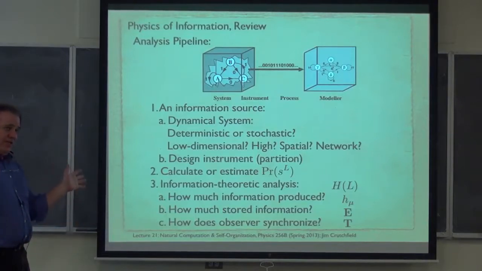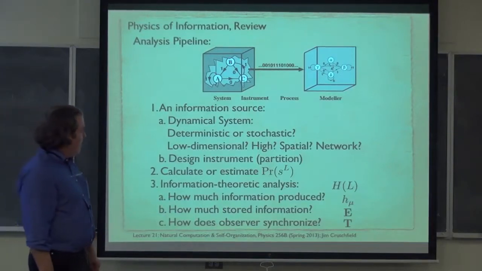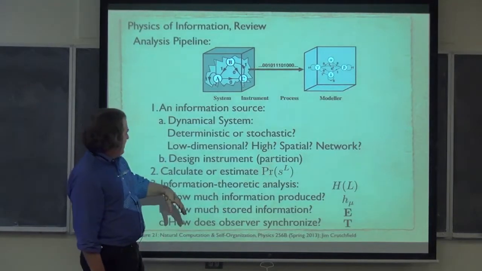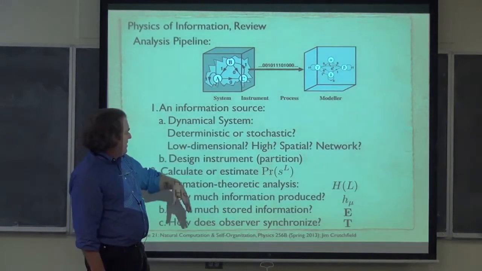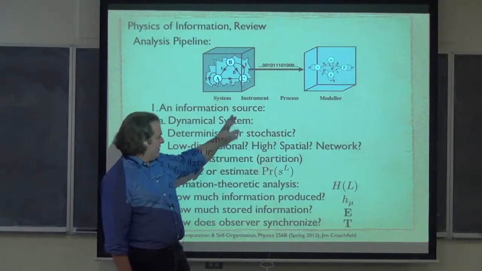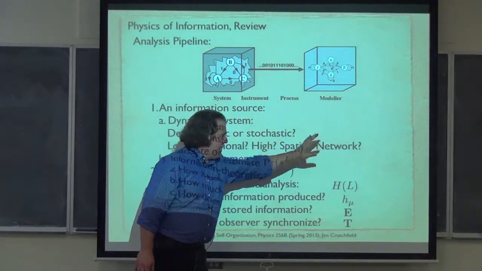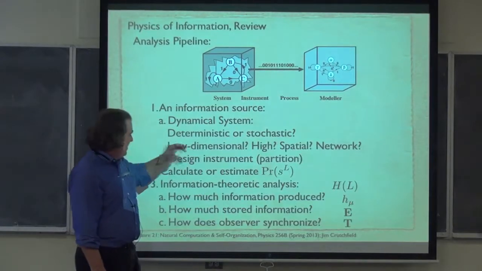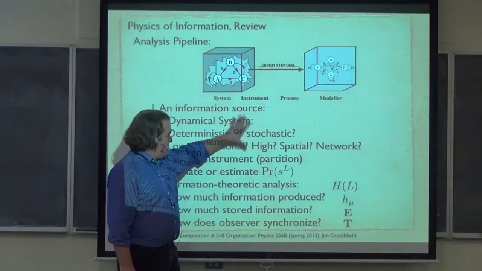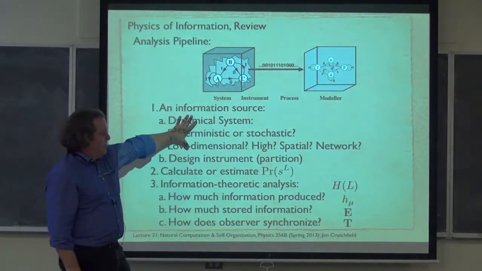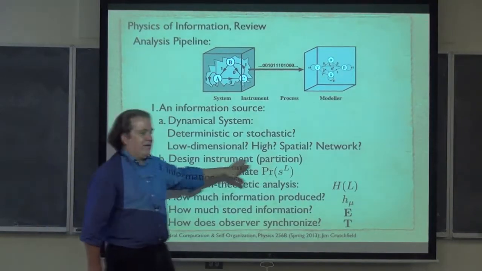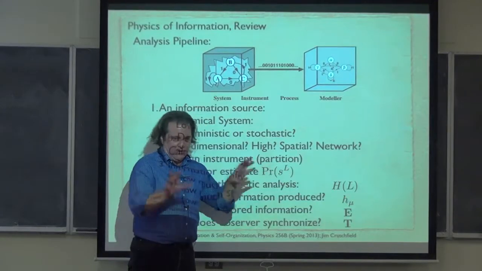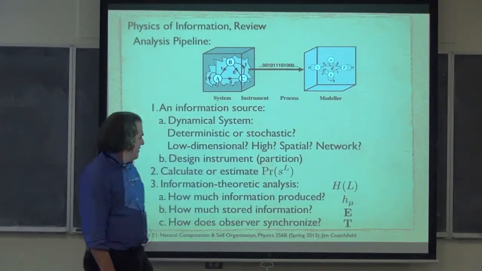So if you're willing to take this at face value, well, the first thing you do is you have to figure out where your information source is. Maybe it's some dynamical system, could be a cellular automaton, spatial system, could be some dynamical network, could be a high dimensional system, a low dimensional system, deterministic dynamic or stochastic, whatever. First find your system, and then you design your instrument. You do your symbolic dynamics analysis so that you can get your informative symbols coming out of it.